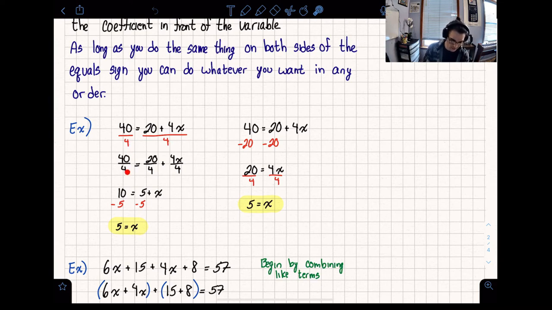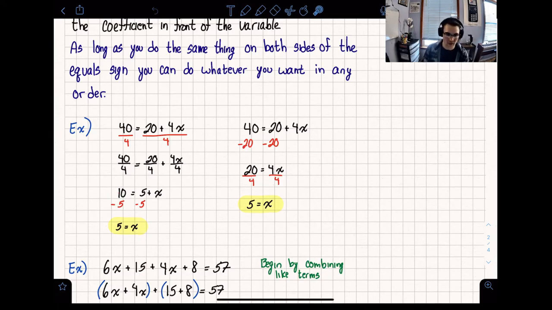So we have the 40 divided by 4 over here. From here, we just start simplifying what this comes out to. 4 over 4 gives us this 1. Rewrite the plus. 20 divided by 4 is 5. 40 divided by 4 is 10. So that's how we get this new expression over here: 10 equals 5 plus x.